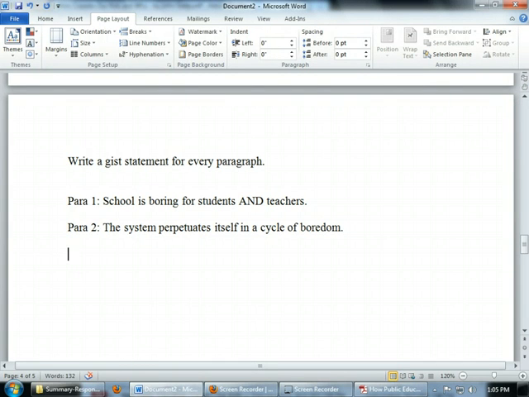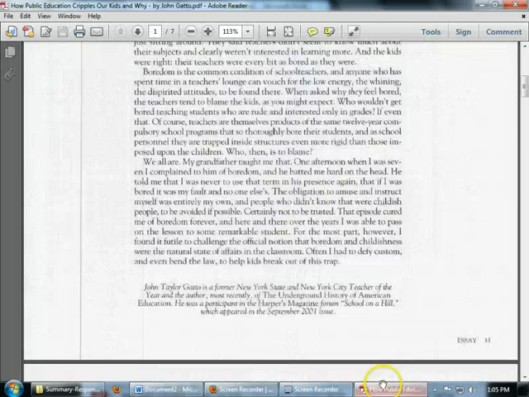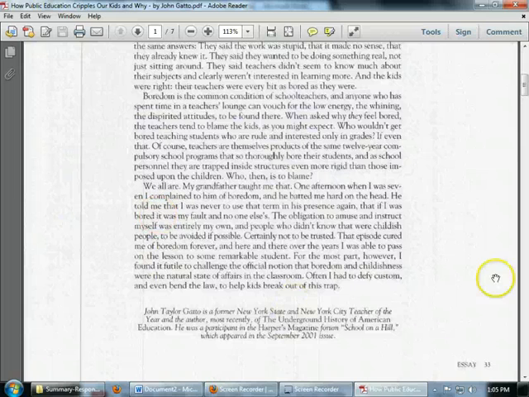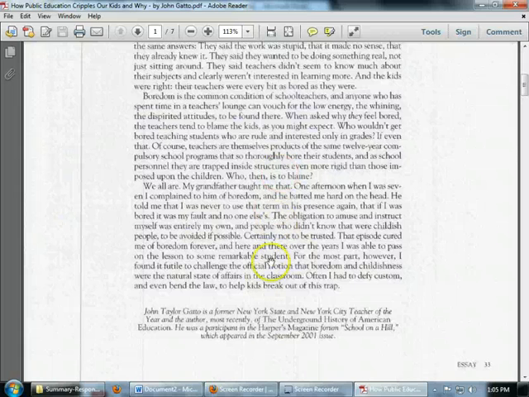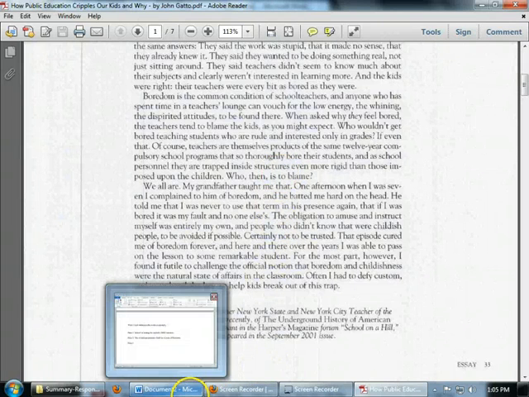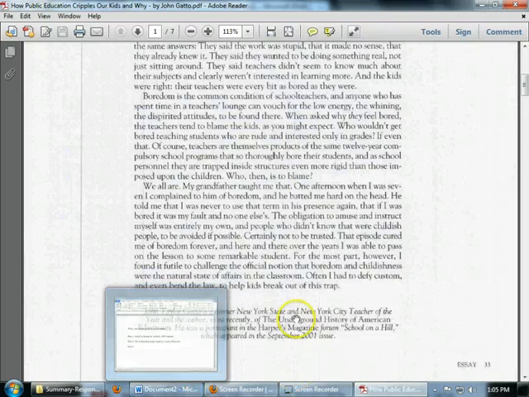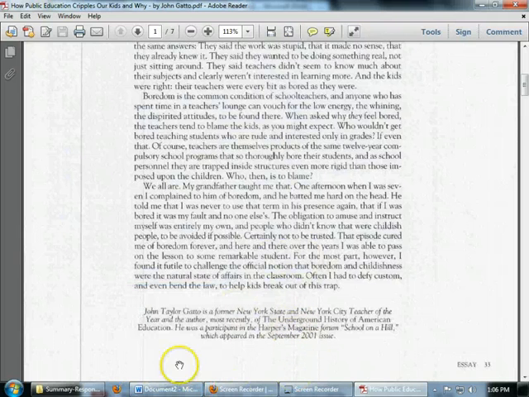Okay, so let's talk about these paragraphs. Let's see how you did. Paragraph 3, this one right here, when he talks about his grandfather, you may have gotten confused and fooled by this whole anecdote about his grandfather. That is not the main idea. The point Gatto is trying to make is that boredom is natural in school. It's supposed to be that way.